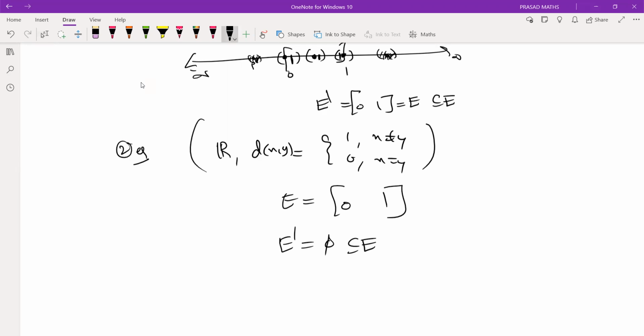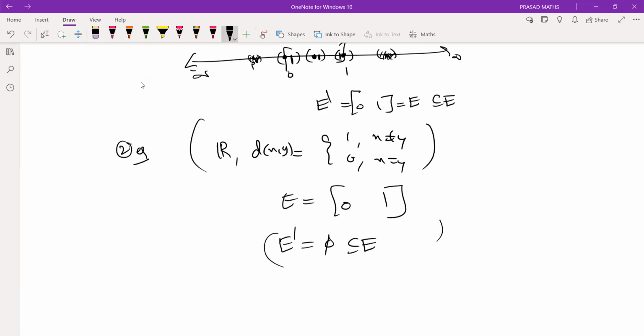If at all there is a limit point of E, that must be a member of E. If no limit points are there, what does it mean? Automatically it's a closed set. Understand? No limit points for the set means the set must be a closed set. If there is a limit point, that must be a member of E. If there is none, E prime is empty. Therefore, no need to check it; it is redundant. Always a closed set.